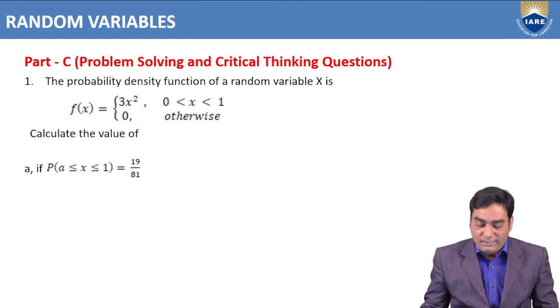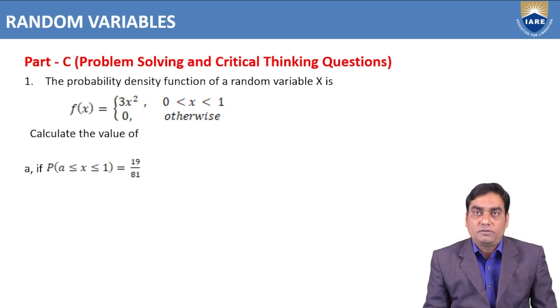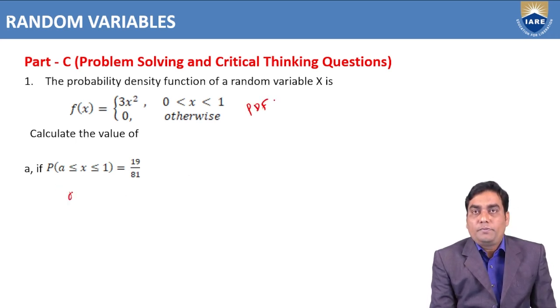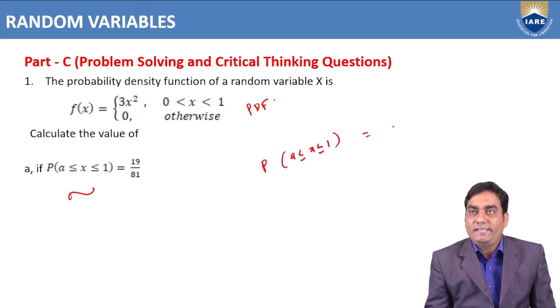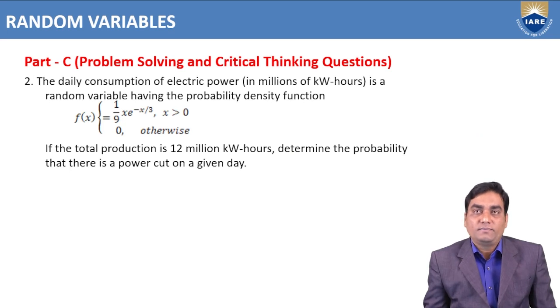Now coming to part C, it is a little bit difficult compared to the part B problems. See, the PDF is given clearly. We need to find out P of A less than or equal to X less than or equal to 1. Actually given in the interval 0 to 1, f of x is given. What is given? 3x square dx. But instead of 0, he has given A. So you need to find the integral from A to 1 of 3x square dx. You get 19 by 81.